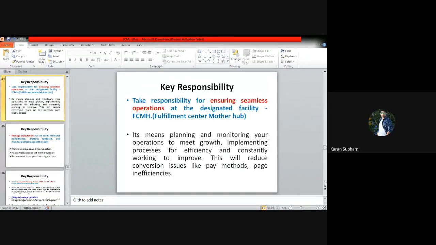Yes, sir. Okay. The first key responsibility is ensuring seamless operations. So in case of ensuring seamless operations, especially with reference to designated FCMH, they told the FCMH stands for Fulfillment Center Motherhouse. Okay. Most of the companies designate it as warehouse, but in case of Flipkart, they call it Fulfillment Center Motherhouse. So in case of FCMH, especially with reference to seamless operations, it means planning and monitoring your operation to meet the goal. Implementing process for efficiency and constantly working to improve. This reduces the conversion issue like pay method and page inefficiency method.